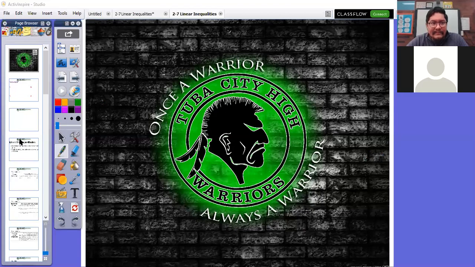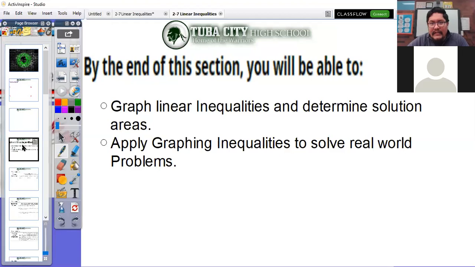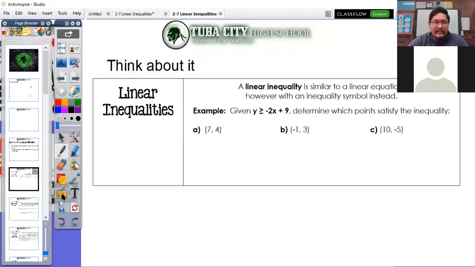Let's see. Moving on to what we got going on today. So graph linear inequalities and determine solution areas and apply graphing inequalities to solve real-world problems. Okay, so that's our objectives. So what do we need to know?